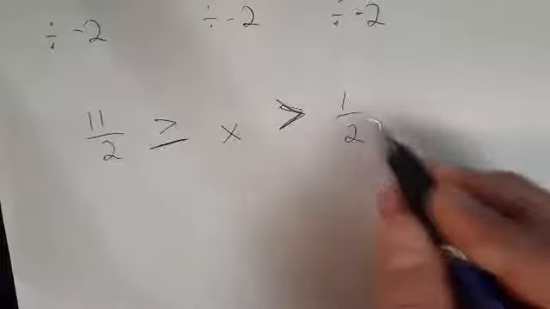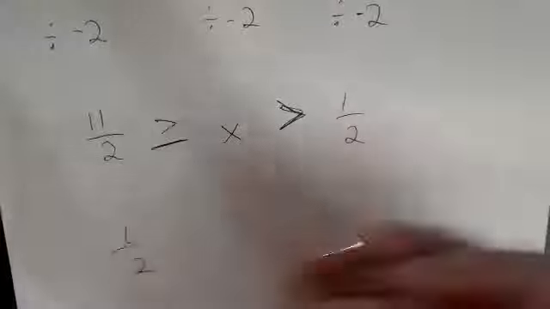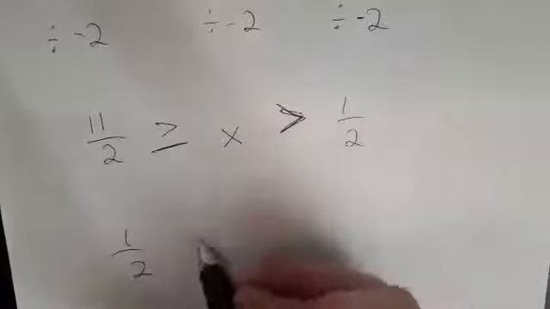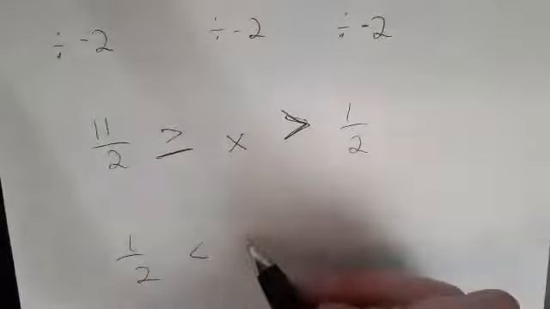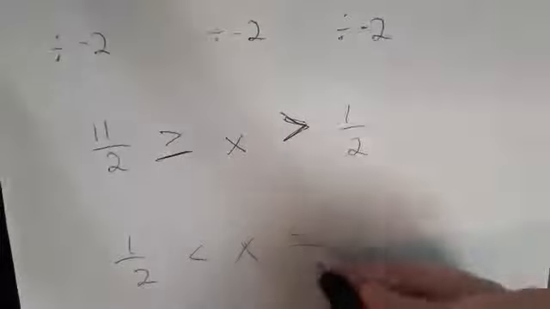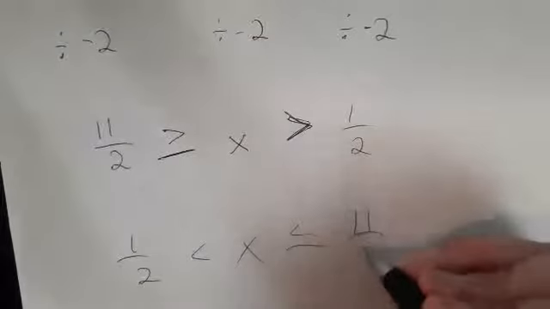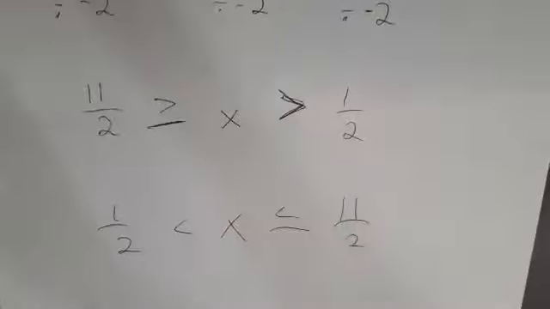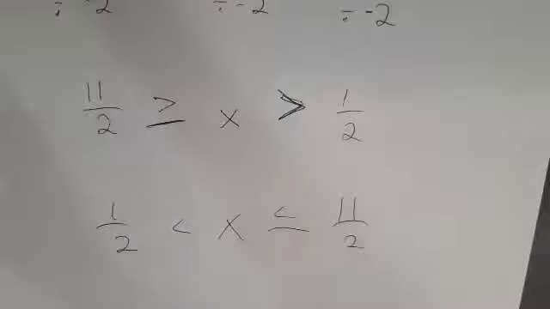So we typically want to start here at 1/2. This sign is the strict inequality. This sign is the x. This is the inclusive inequality with the 11/2. So you typically want to flip these things around from least to greatest. And if you flip things around from least to greatest, it might help you later, because what we're going to do now is graph and write interval notation.